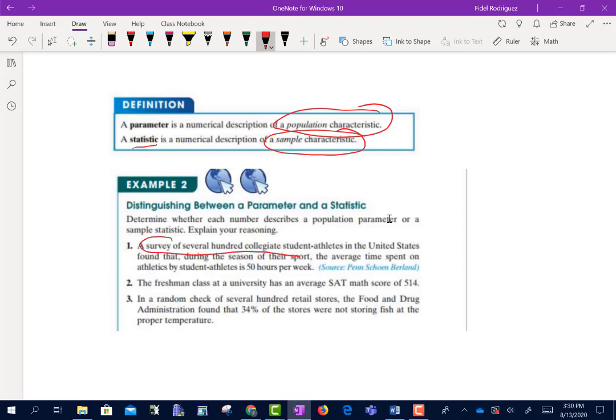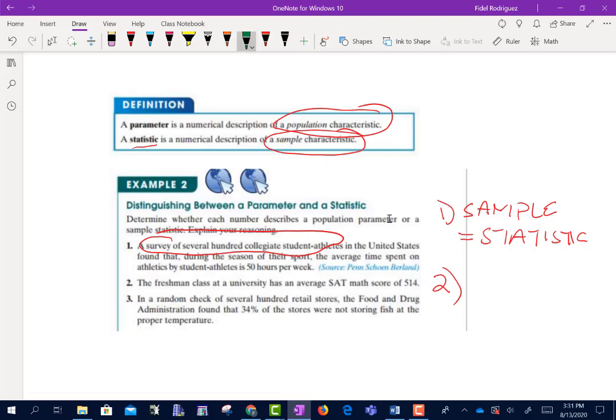Okay, so look what they did. They surveyed several hundred college student athletes. Did they survey all of them? No, they surveyed a sample of them, right? So for number one, because we're dealing with a sample, what we then have is a statistic.